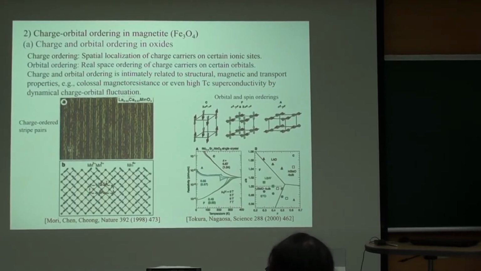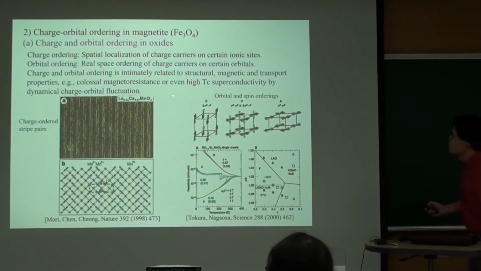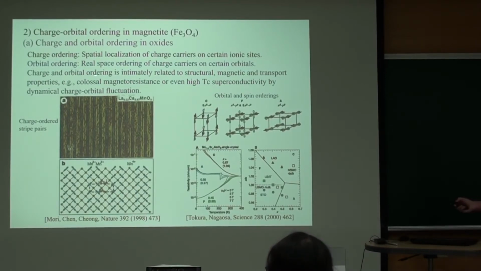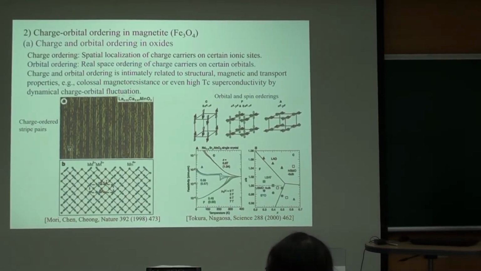Okay, now maybe I tell you another example which is more related to our work. You know that oxides have been a very interesting material in the past 2 or 3 decades. Okay, now because we have superconductivity and later on colossal magnetoresistance and other phenomena like charge orbital ordering. Okay, people believe that many of these phenomena, like superconductivity and colossal magnetoresistance, are related to charge orbital ordering.